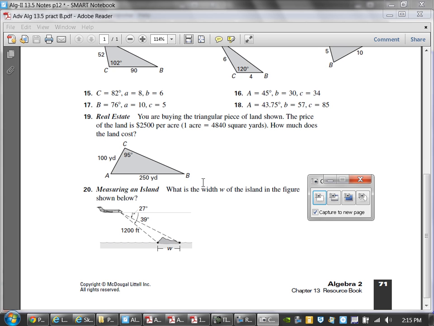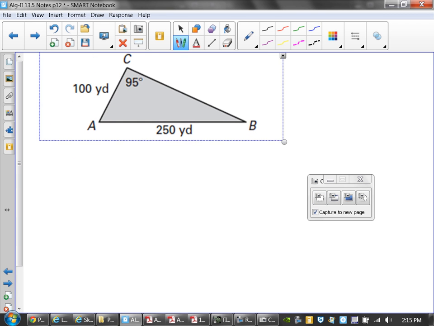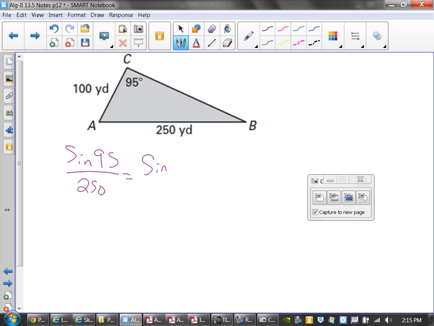Again, when you're setting this one up, we first have to take a quick glance. Is 95 on the 13.5 side? When you're looking at this one here, 95, is it acute or obtuse? It's obtuse. Is 250 bigger than 100? Yeah. So we know we have a triangle. It's going to work. So what we're going to do is take the sine of 95 is to 250, and we're going to solve for b.